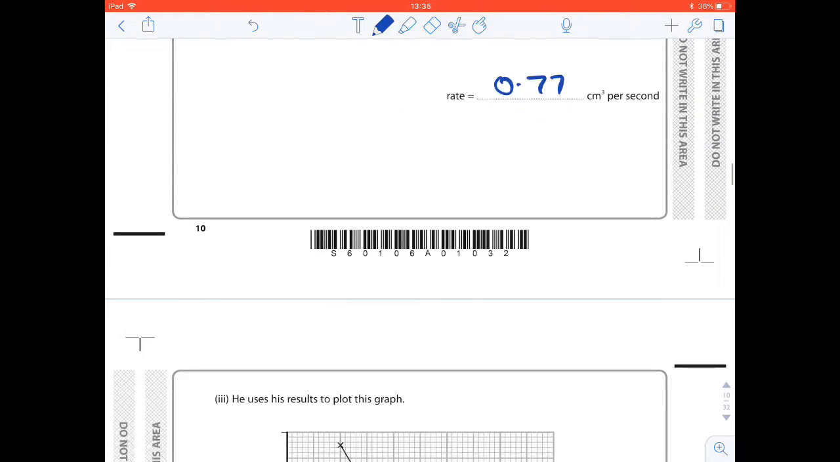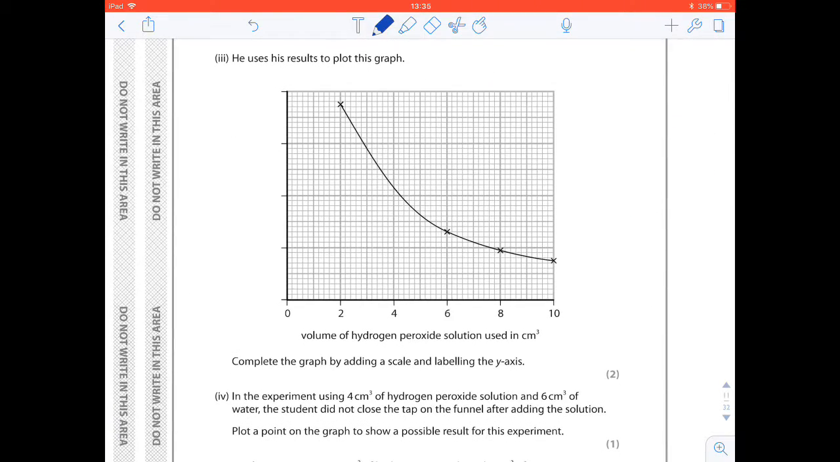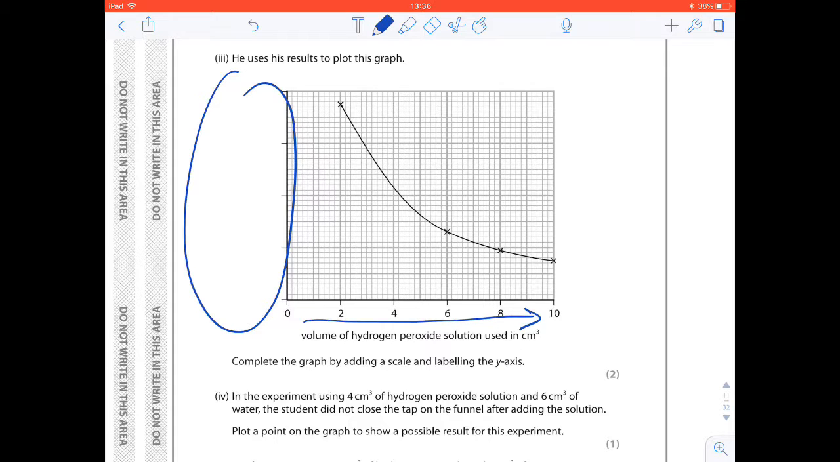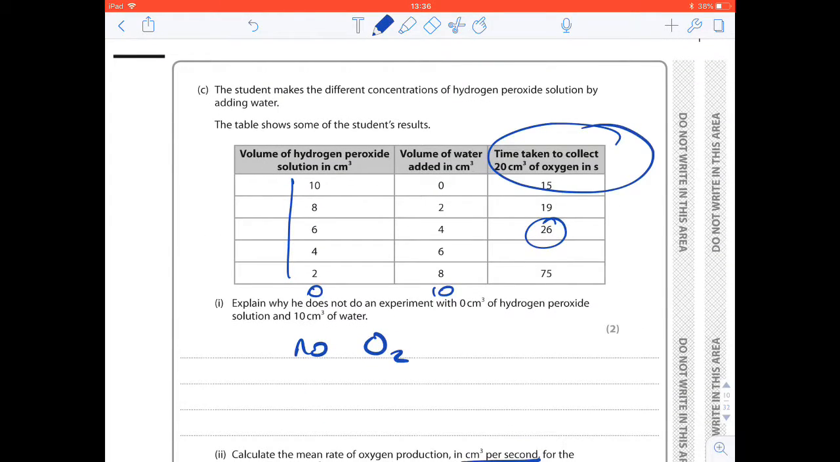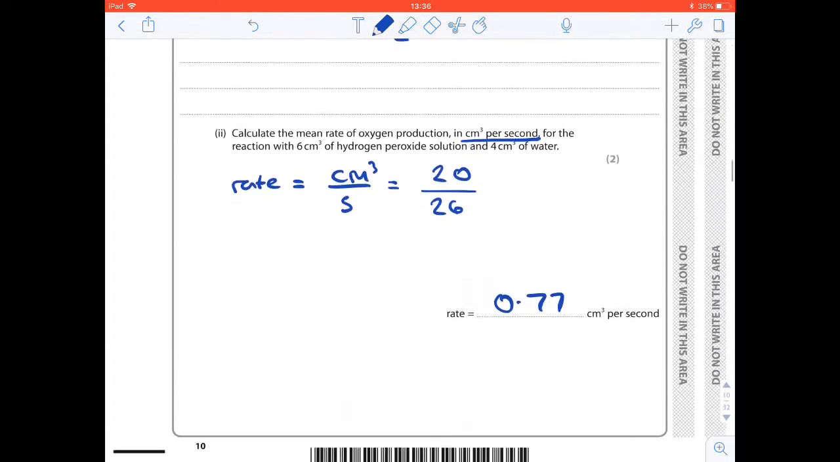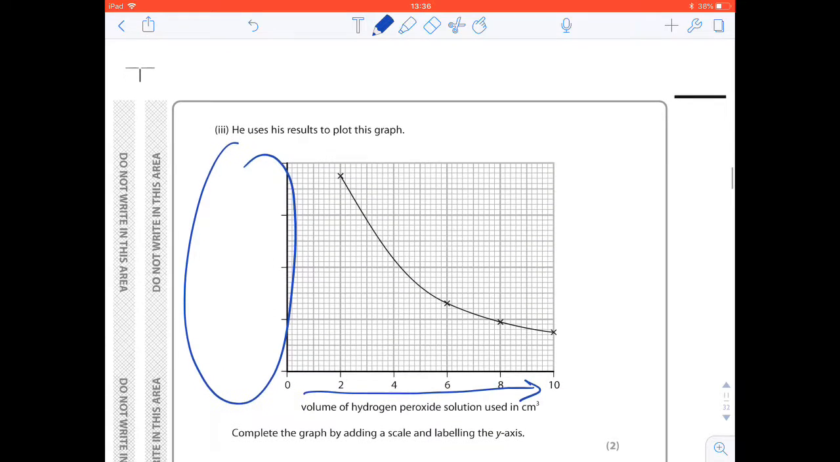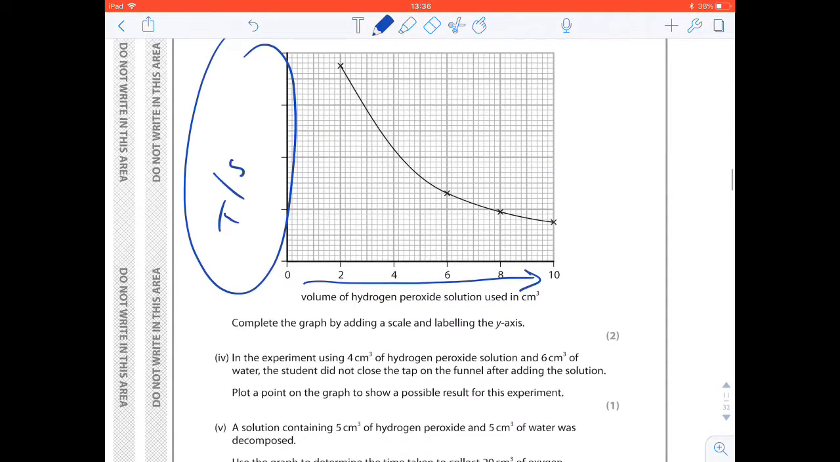Carrying on to the graph, you have to think about, well, what's this axis on the graph? This should be the dependent variable, so you change the volume of hydrogen peroxide across the x-axis. What have you measured? You've measured exactly the thing that's on the right-hand side of the table, i.e. the time to collect 20 centimetres cubed of oxygen. So this is some sort of time. You might have written out the whole thing, which is fine, measured in seconds.